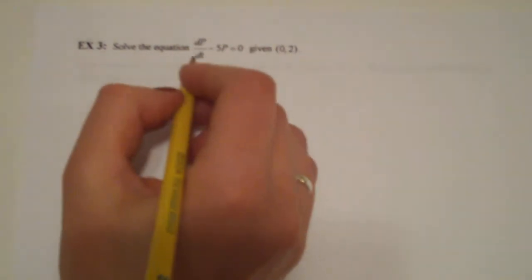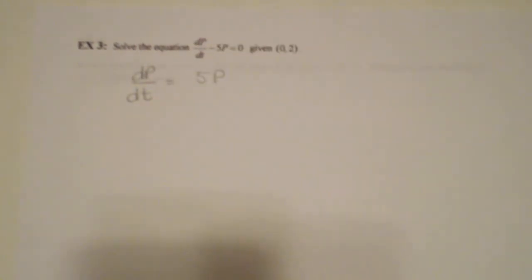First thing I want to do, I want to isolate my dp over dt. dp over dt is equal to 5p. Now I'm going to multiply both sides by dt.